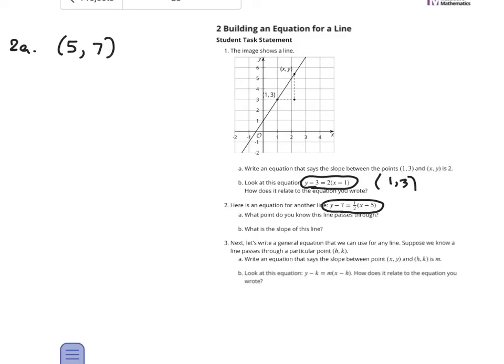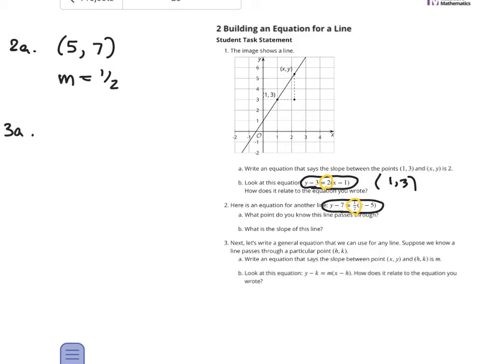And then what's the slope of that line? We know this slope was 2 because it was given to us in the problem. This slope is 1/2. That's not a mistake. M equals 1/2. Cool. That's pretty simple, right? Just picking apart the equation.